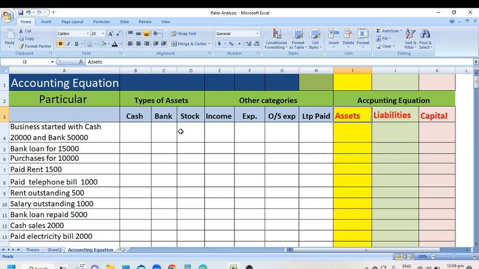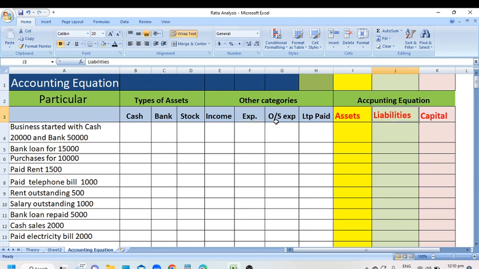Assets are affected by cash, bank, and stock mostly, right? And you know that cash is affected by income. When the income comes, cash will be added, and when you pay the expenses, the expense will be deducted from the cash. So definitely that will affect cash, and cash affects assets, and we will see how it works.